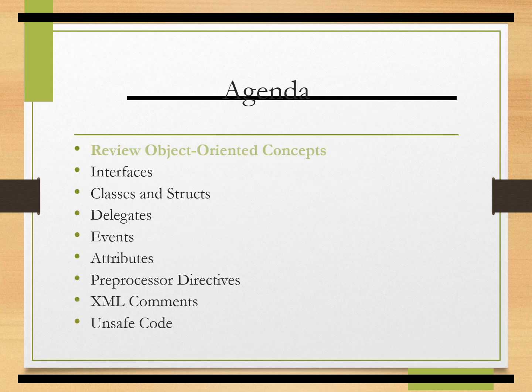Now let us see the agenda: interfaces, classes and structures, delegates, events and attributes, preprocessor directives, XML comments, unsafe code. An interface uses the interface keyword. A class is an instance of an object, and a structure uses the struct keyword. Delegates are predefined types.